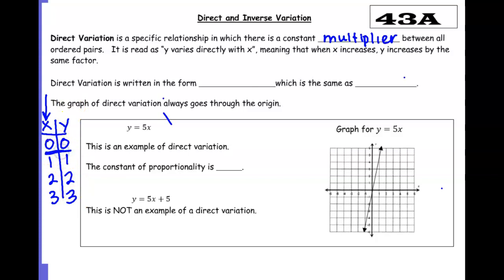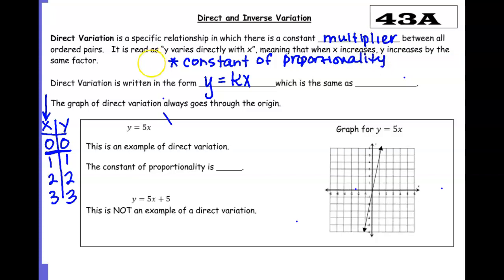It's also going through the origin. That's important. A direct variation is written in the form y is equal to kx. So instead of using m for slope, we're using another variable k, but it really is the same thing. The slope of the line is actually known as the constant of proportionality. That's another name for that multiplier that we're talking about. So that's the k. K would be equal to the constant of proportionality.